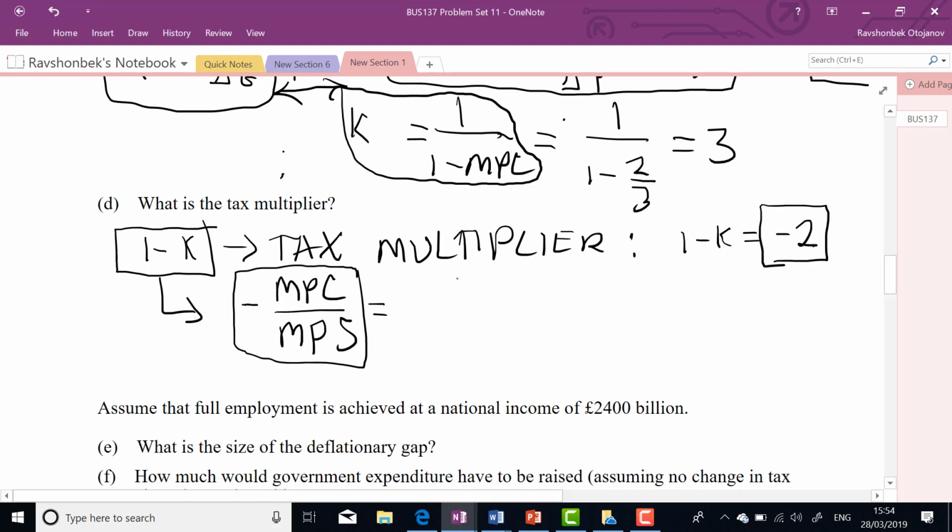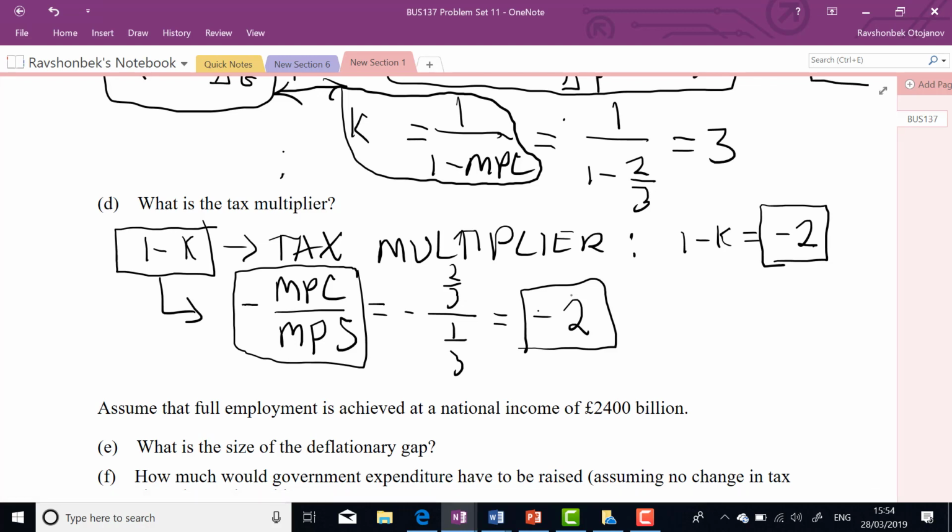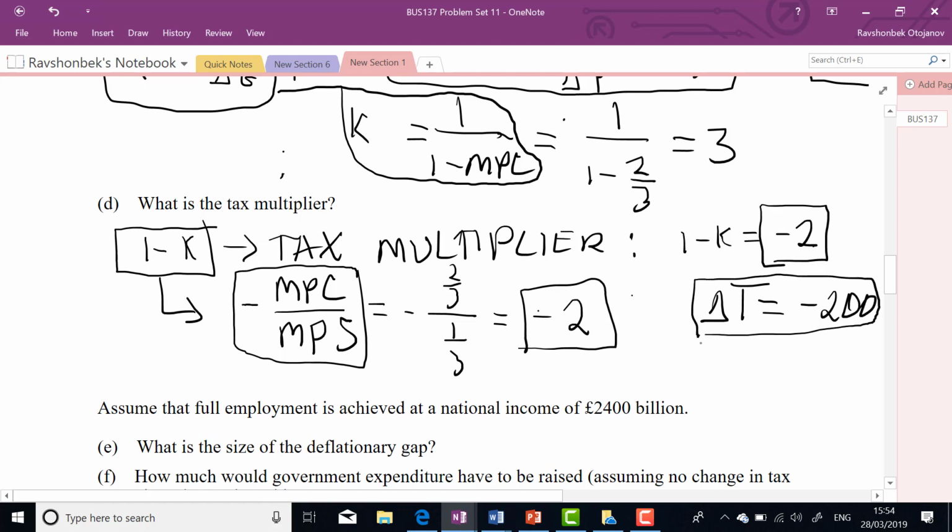Let's test. MPC is, what was it? 2/3? MPS is 1/3. Result is, there's a minus here, don't forget. Minus 2, yeah. It needs to be minus because if the change in taxes is negative 200, for example, we reduce taxes by that much, then you will have a multiplier effect of 400, because that times the change in tax gives us the multiplied effect on income.